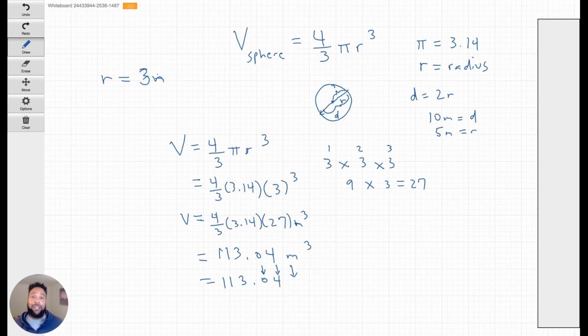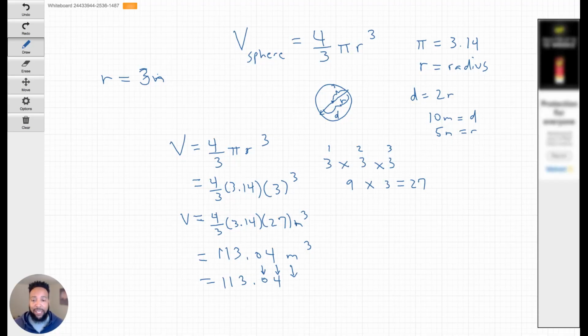So in order to round something to the tenths place, you look at the hundredths place to find out if that number is 5 or above. If that number is 5 or above, then that lets you know. But since this 4 is not 5 or above, that means you're going to keep this 0 the same. So our true answer rounded to the tenths place is just 113.0 meters to the third. Make sense? Okay, let's try another problem.